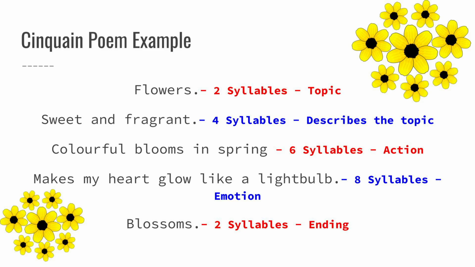First of all, flowers. First line needs 2 syllables talking about the topic. Second line, sweet and fragrant, needs 4 syllables and it needs to describe the topic. Third line, colourful blooms in spring, it needs 6 syllables and this is when you can talk about the action in the poem. Line 4, makes my heart glow like a light bulb, needs 8 syllables and this is when you can include the emotion. You can include the emotion and the action in line 3 or 4, whichever works best for you guys. And then line 5, 2 syllables, and that is the ending that brings it all together.